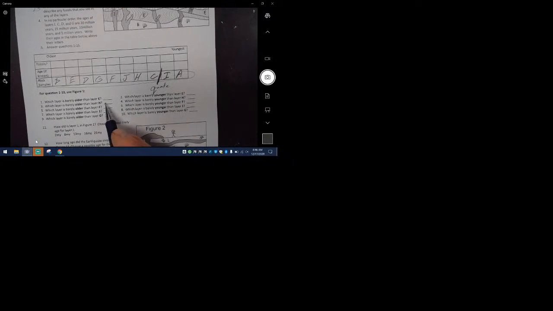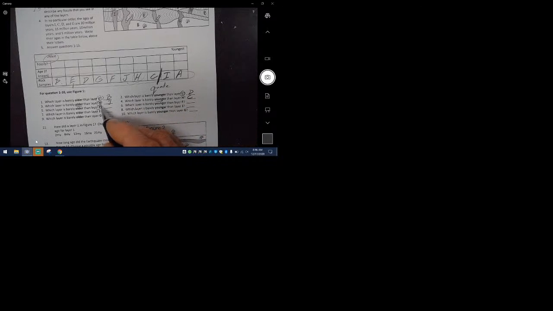So for this section, which one's barely older than E, and which one's barely younger than E? So I just look at E. The older one on the old side is B. The younger is D. So I just do B and D. And then I'm asked the same 2 questions about H. Which one's older and which one's just younger? So there's H. The older one is J and the younger one's C.